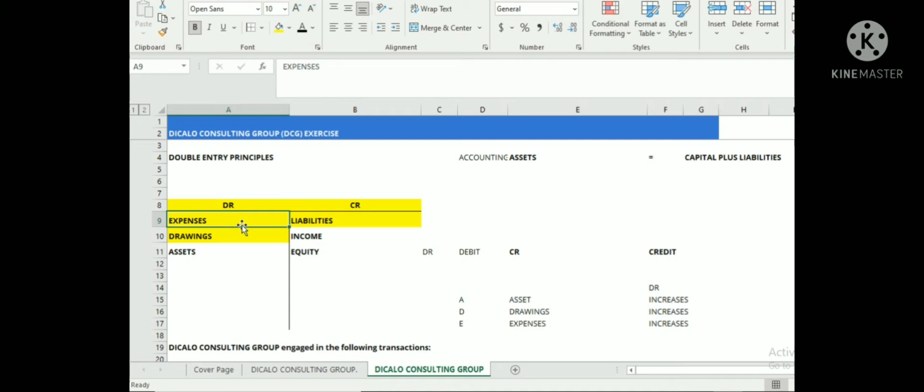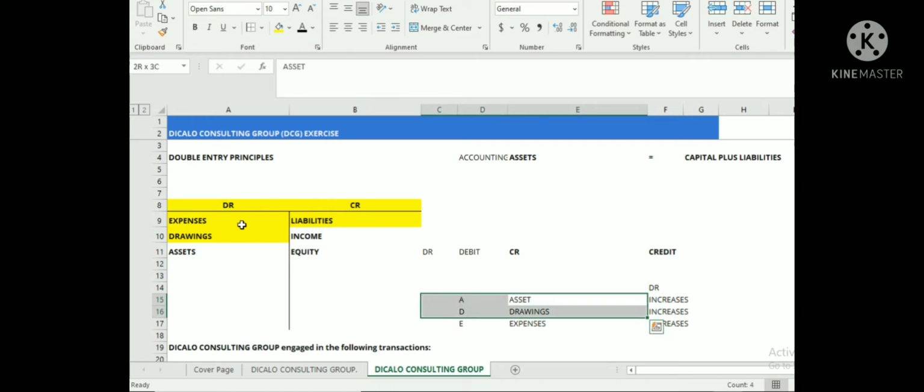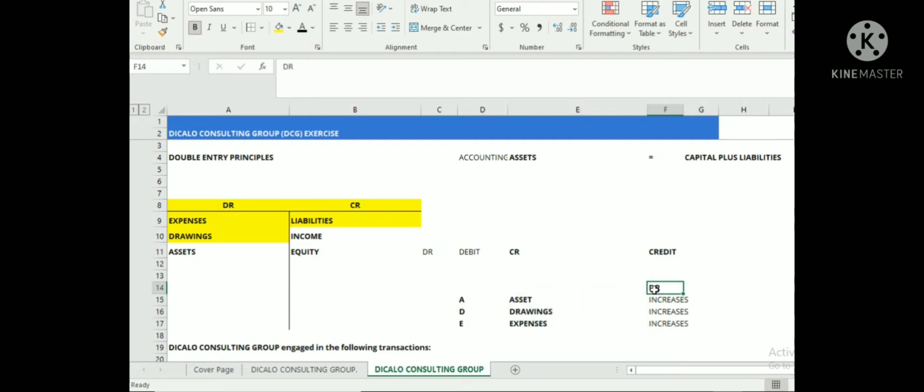I've explained that D here represents what we call debit, and C here represents what we call what? The credit. Now, if you're passing an entry on the debit side or on the credit side of a ledger account, which is a T account, it will depend on whether it's an asset account, a drawings account, or an expense account, or whether it's a liability account, income account, or equity account.